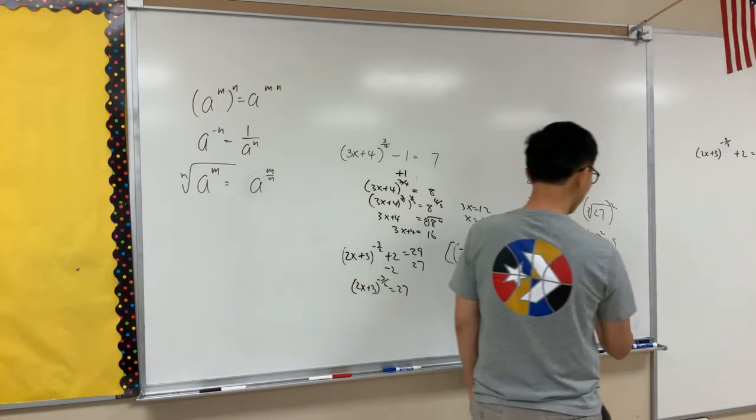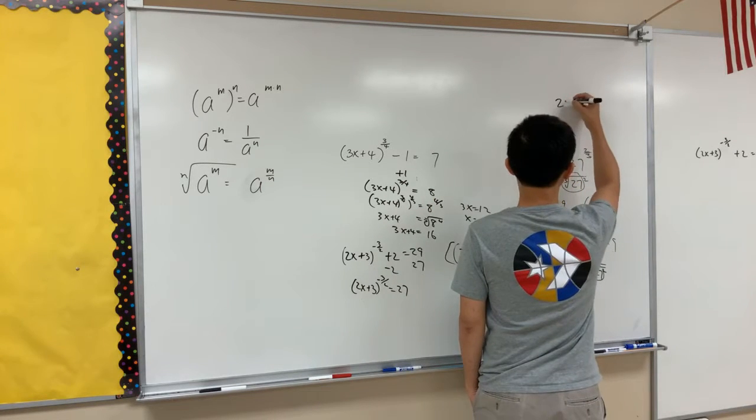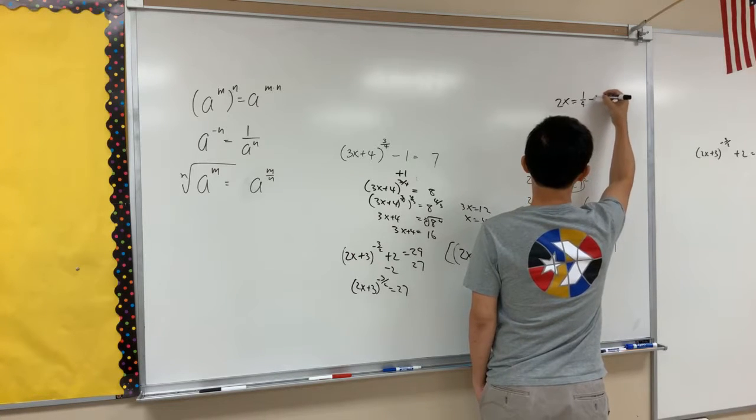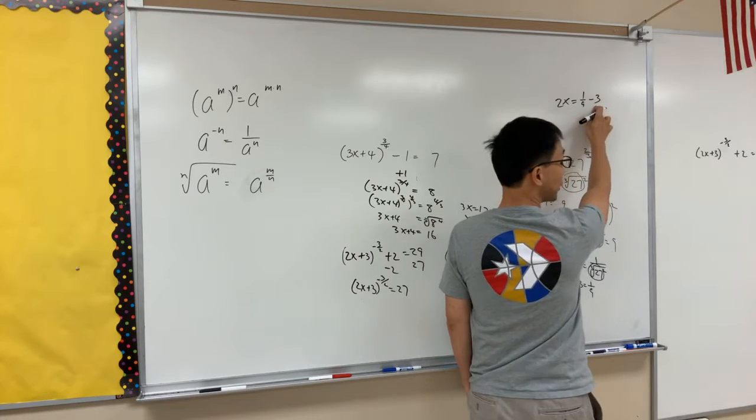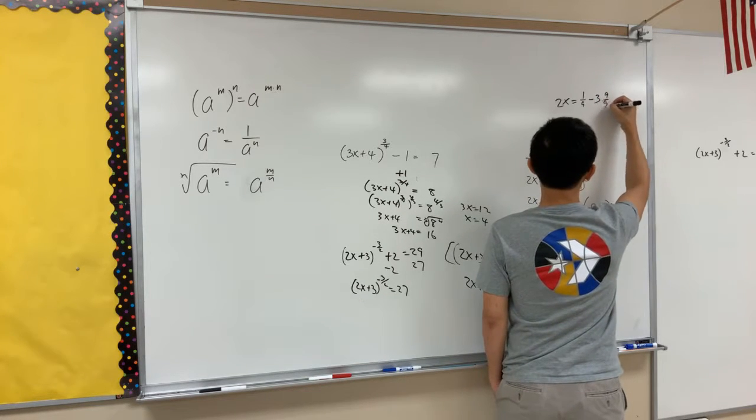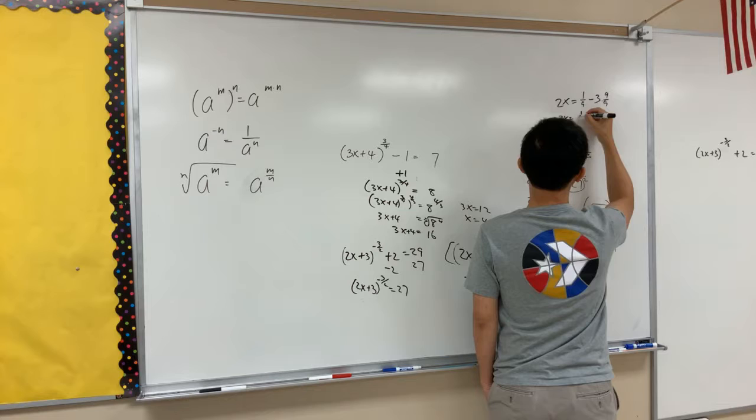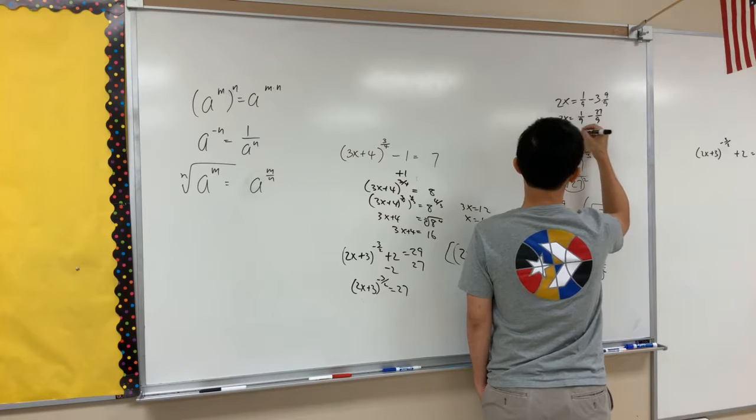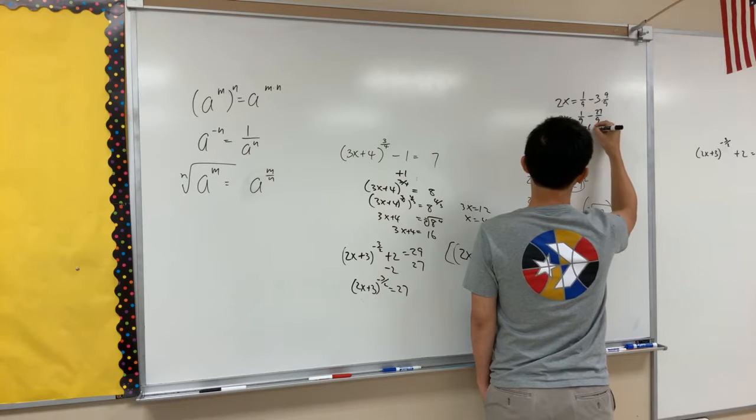Now I'm going to subtract the 3 over, so it'll be 2x equal to 1 over 9, subtract 3. You need a common denominator for you to subtract this. So I need to multiply 9 over 9, so it'll be 2x equal to 1 over 9 minus what? 27 over 9. 27 over 9, so it'll be 2x equal to negative 26 over 9.